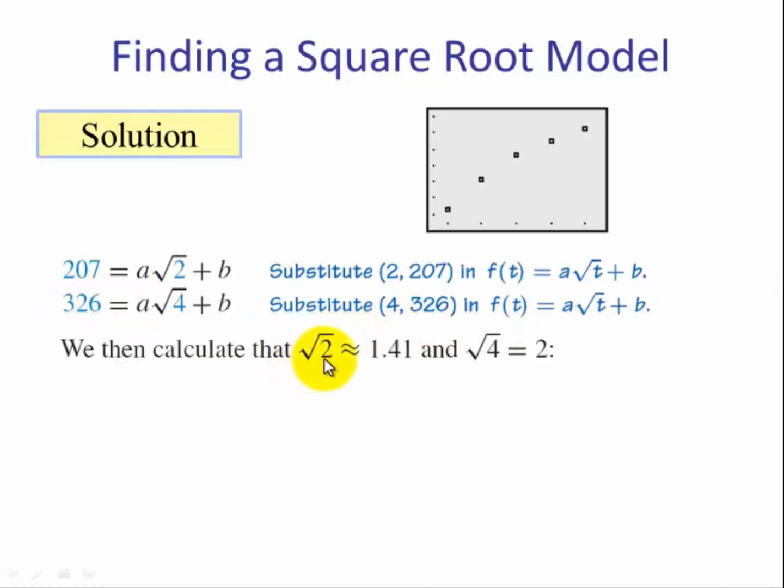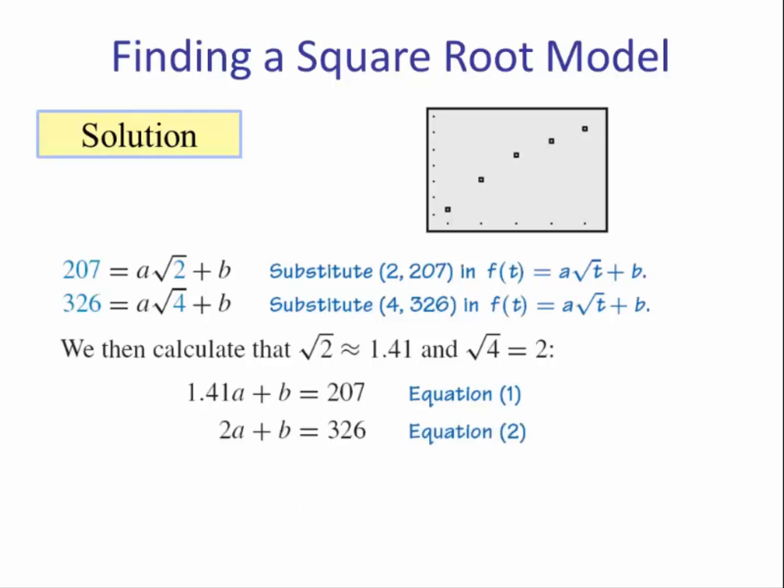Next, we want to approximate square root of 2, and we know that square root of 4 is 2. So now we have our first equation, 1.41a plus b equals 207. The second equation is 2a plus b equals 326.